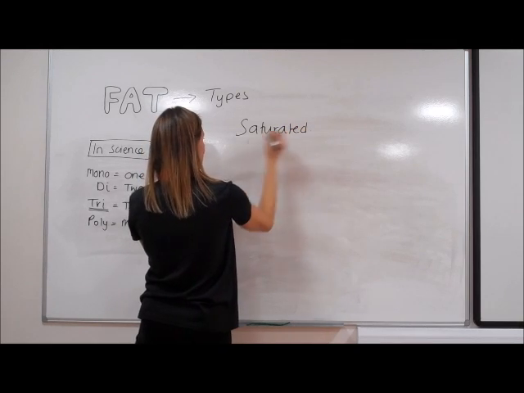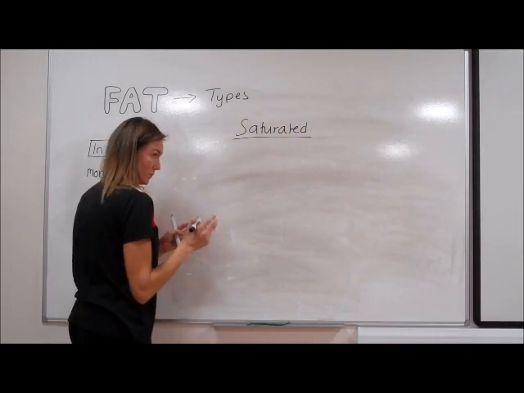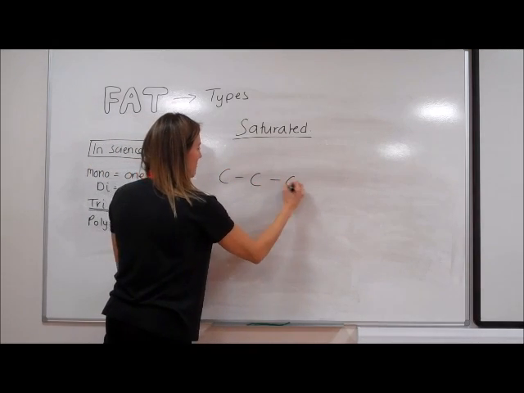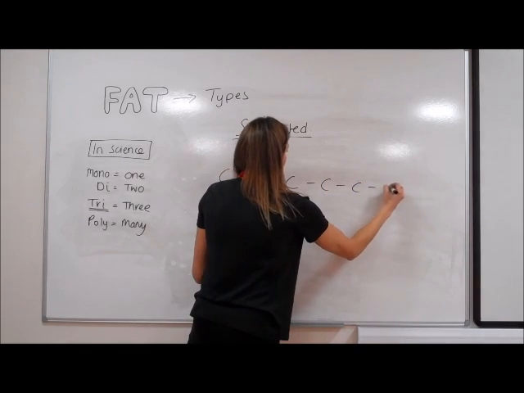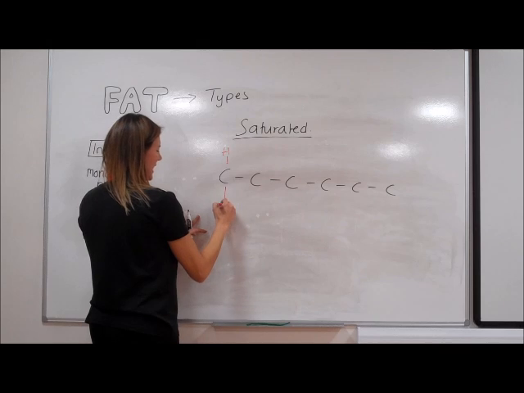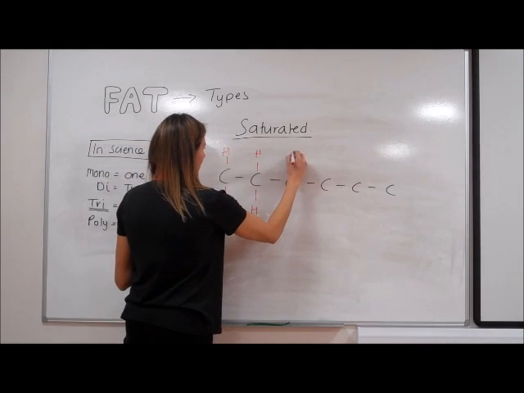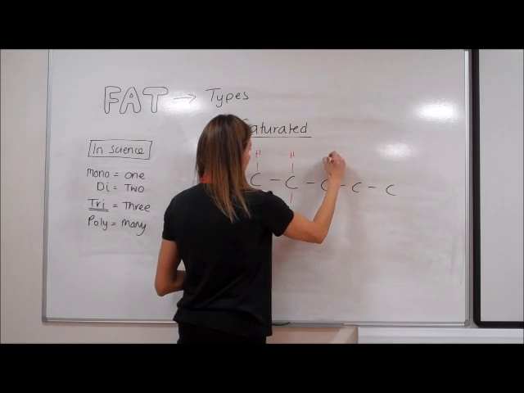Saturated fat tends to be solid at room temperature. It mainly comes from animal products, and it's been given the name, well, it is sort of the bad fat. It is the bad fat. So let's have a look at the structure of this fatty acid chain.